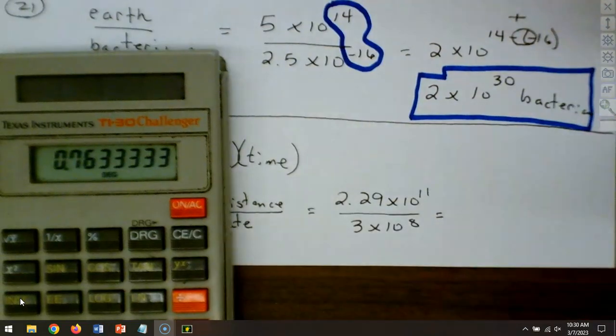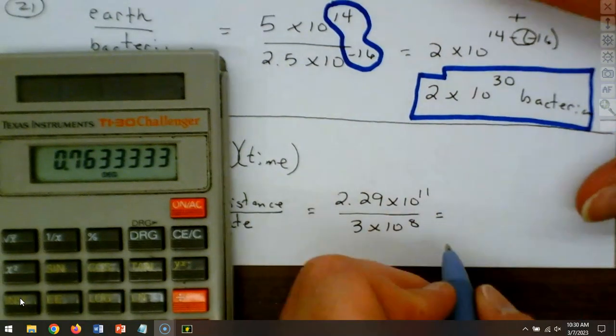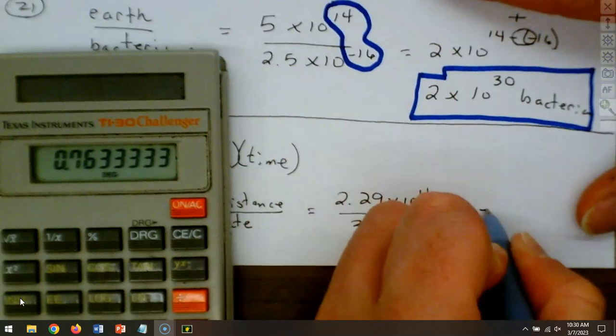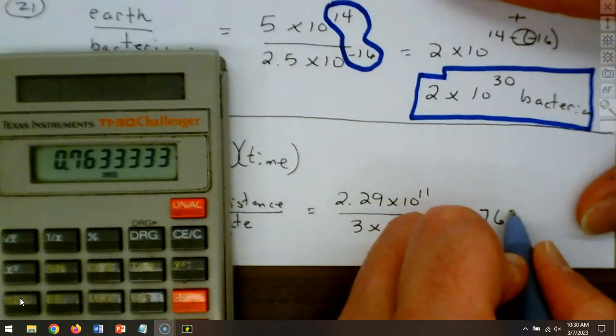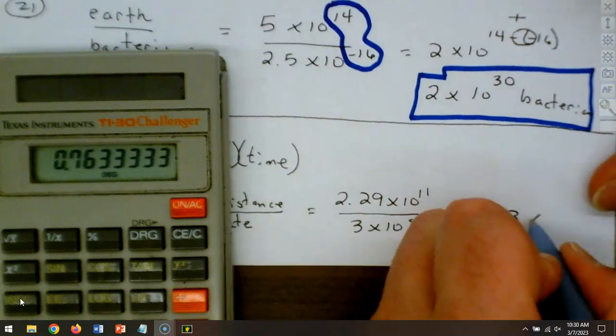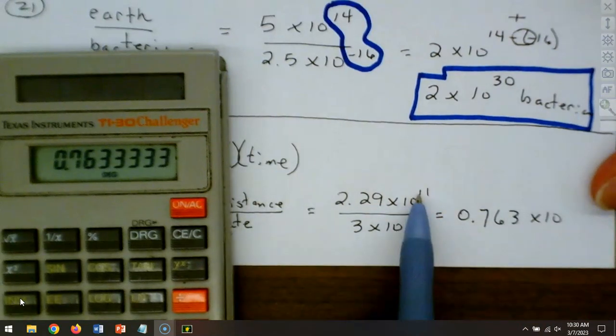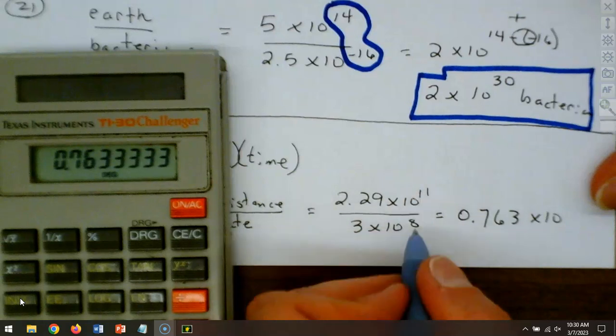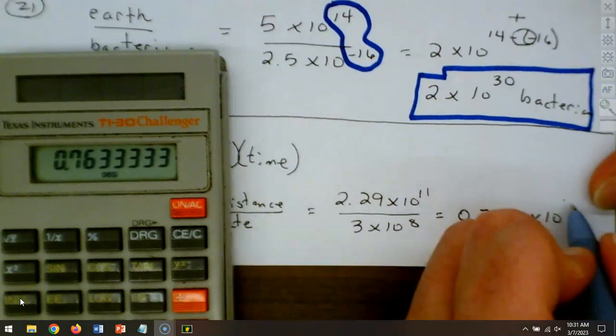And 3 places is usually going to be more than enough. So that's 0.763. And then what about my exponents? Well, we subtract 11 minus 8. 11 minus 8, that's a 3.